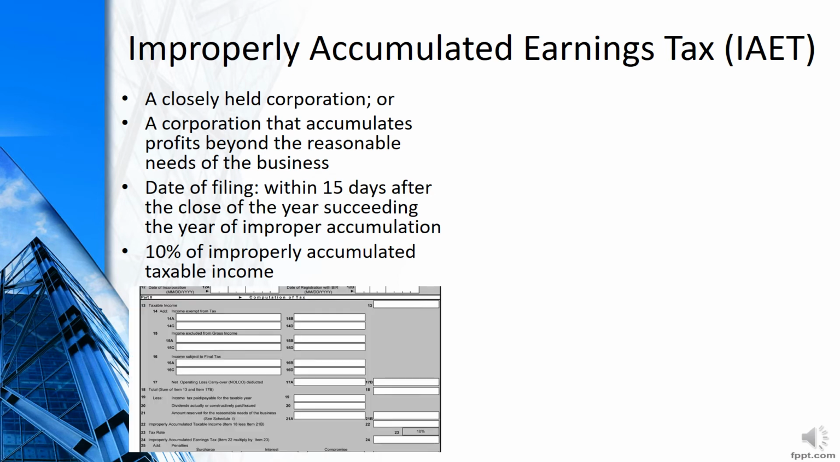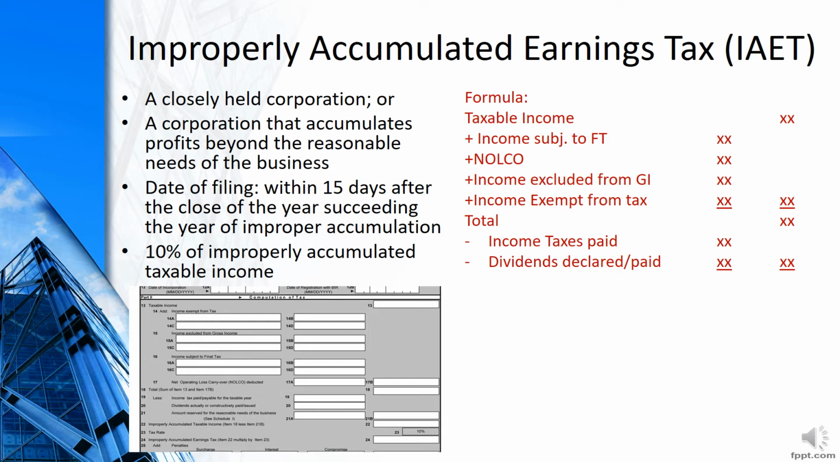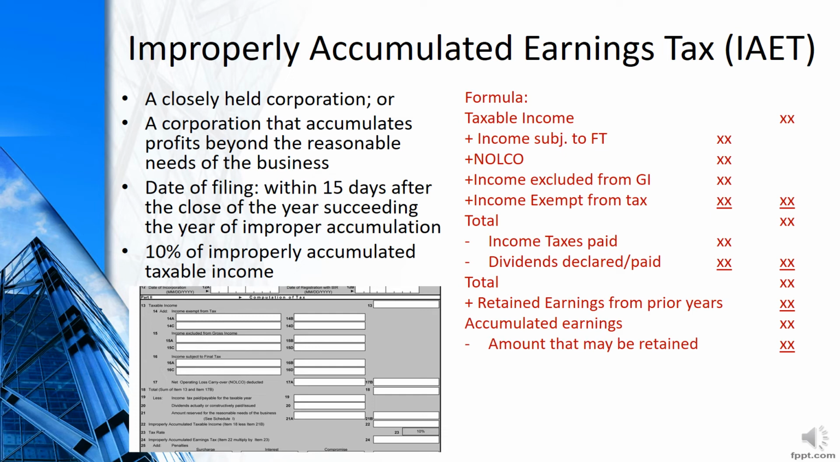The formula is as follows. Taxable income plus income subject to final tax plus net operating loss carryover plus income excluded from gross income plus income exempt from tax, and get the total, less income taxes paid, deduct also dividends declared or paid, and get the total. Then we add retained earnings from prior years to get the accumulated earnings. Then we deduct amount that may be retained.